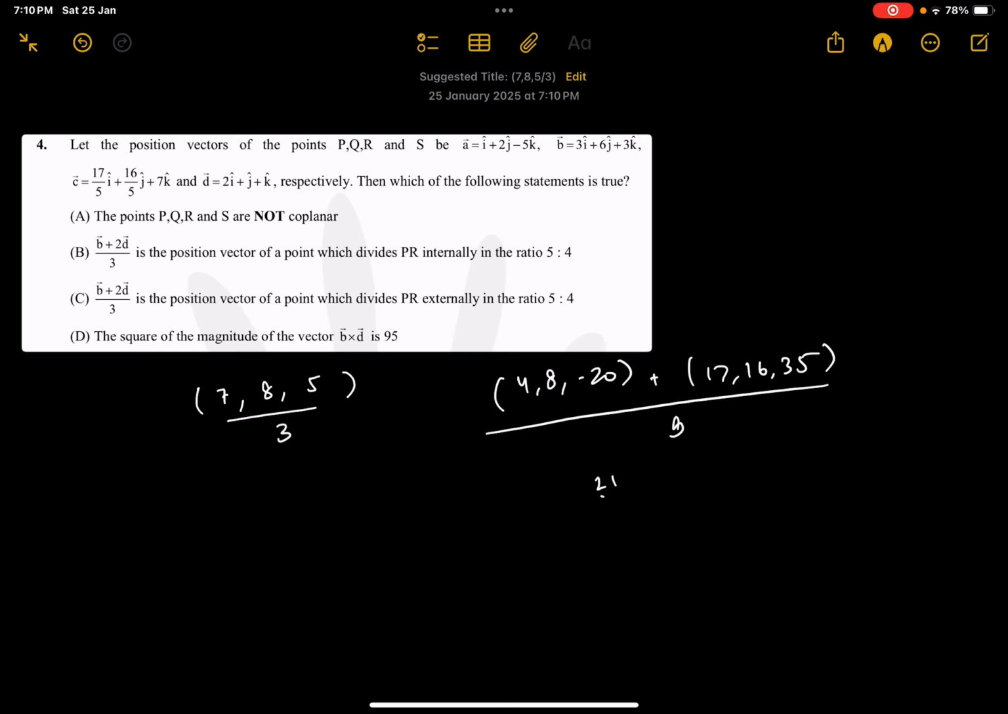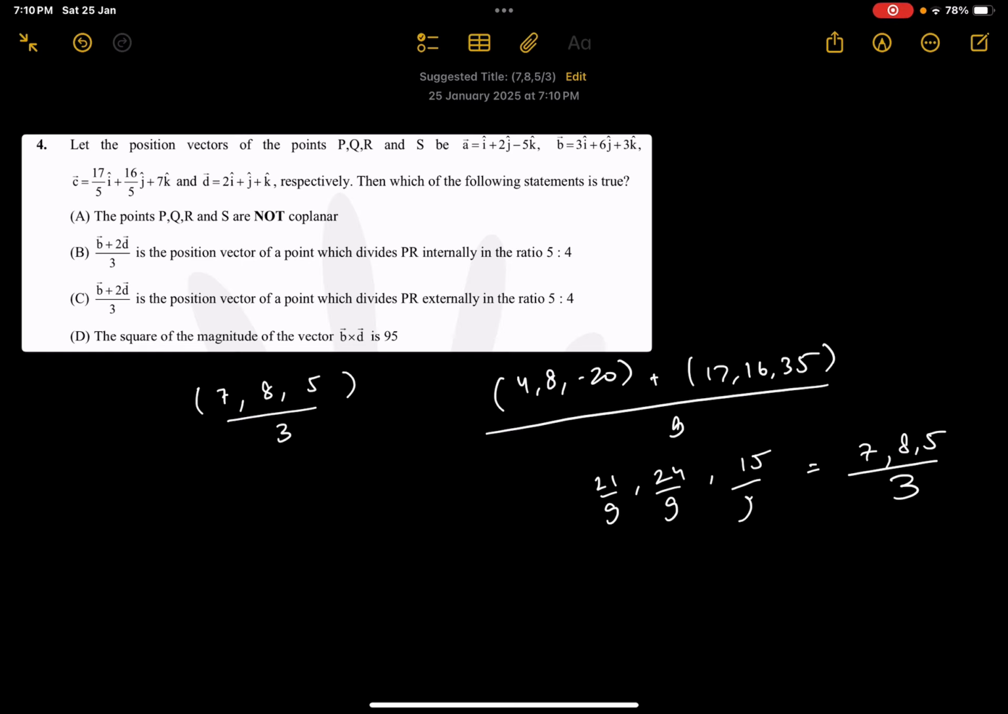So that is 21 by 9, 24 by 9, 15 by 9, which in fact is (7, 8, 5 by 3). So B option is correct. So C option is incorrect. And let's also quickly check D option.